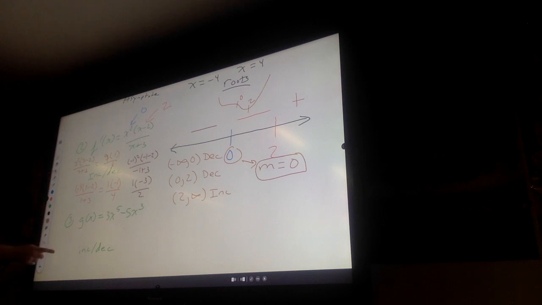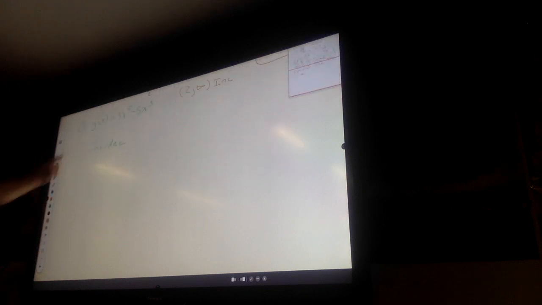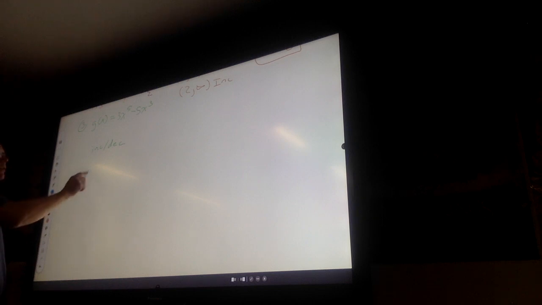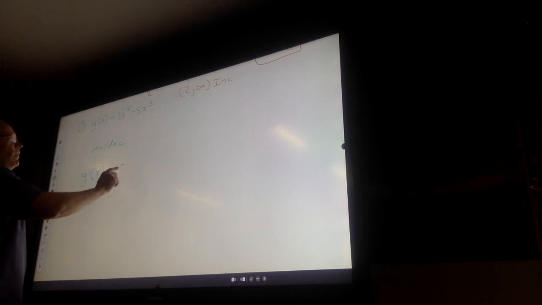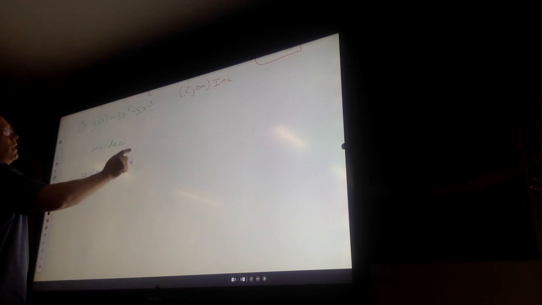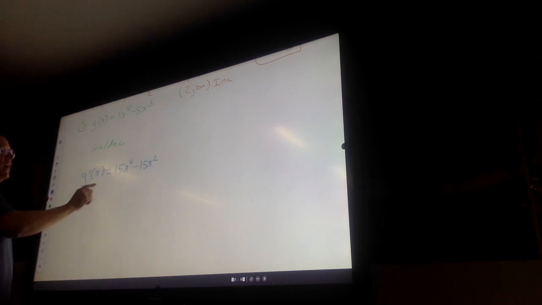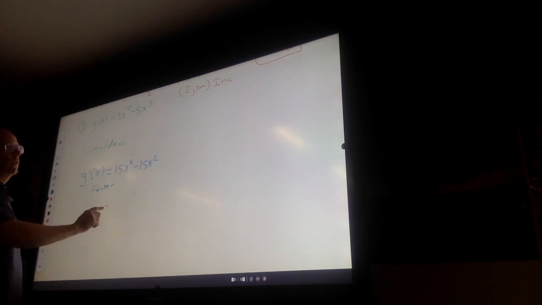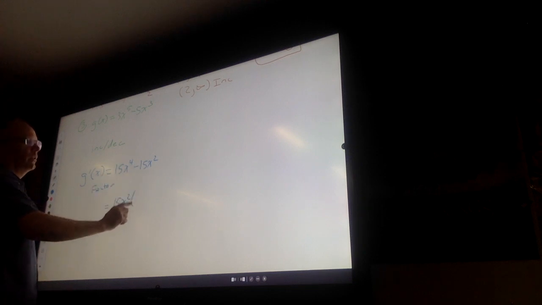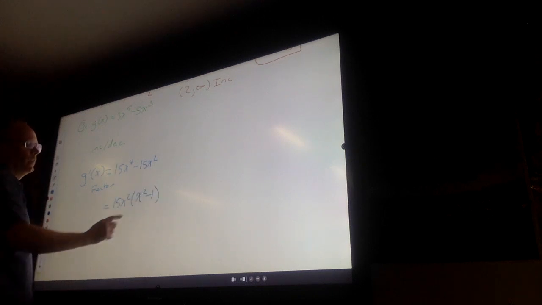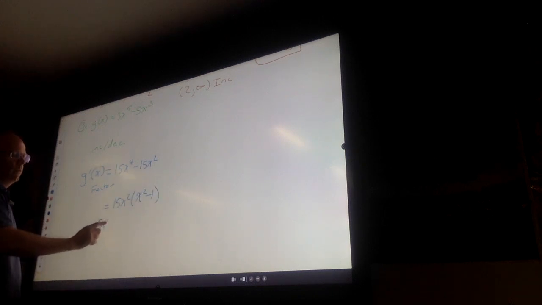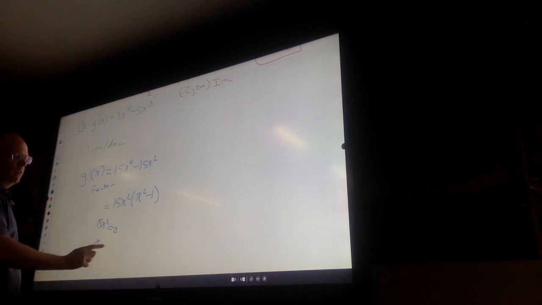Then number 3, they want to know where this is increasing and decreasing. This is just the original function. They didn't give us the derivative. So we should find the derivative of this first. So I'm going to go g prime of x, which is going to give me 15x to the 4th minus 15x squared. Factor out. So I'm going to factor a 15x squared out of both. That's going to leave me x squared minus 1. So 15x squared equals 0. So that means x equals 0.